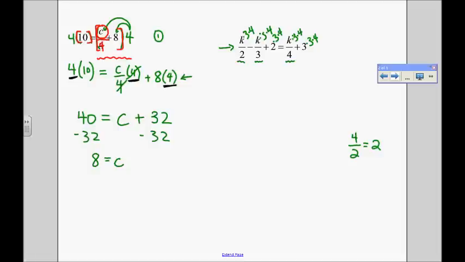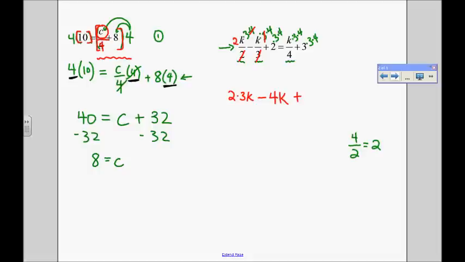Then cross them out. Get rid of what you're getting rid of. So 4 divided by 2 is 2. With this term, you're left with 2 times 3 times k. Next term, the 3's reduce, so you're left with 4 and k.